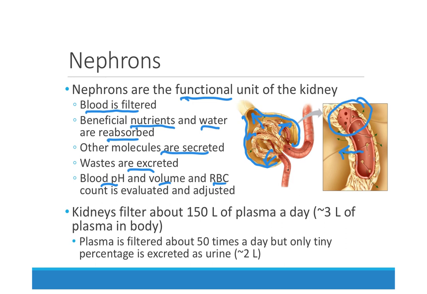The kidneys filter about 150 liters of plasma a day. Now, you only have about 3 liters of plasma in the body. So you can see it is going through your kidneys about 50 times a day. But only a tiny percentage, approximately 2 liters, is actually excreted as urine. So all this plasma gets dumped out into the nephron, and most of it is going to be reabsorbed back in because the amount you excrete is very, very small compared to the amount that is filtered out.